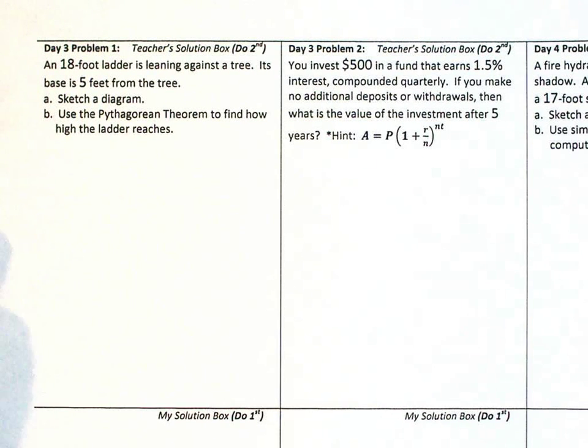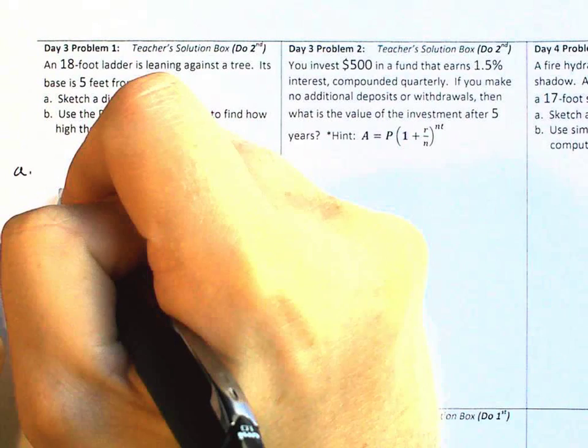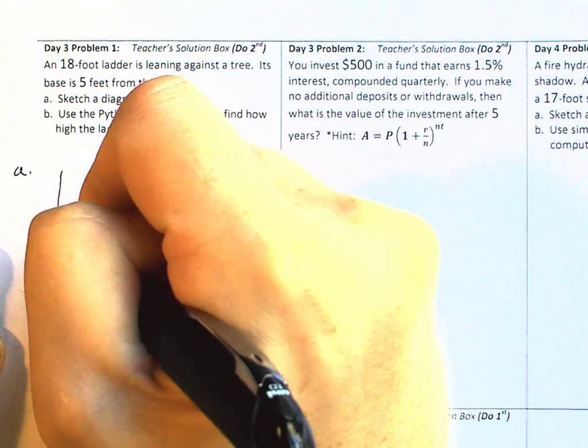Day 3, problem 1. An 18-foot ladder is leaning against a tree. Its base is 5 feet from the tree. Question A, sketch a diagram. Okay, so let's say this is the tree.